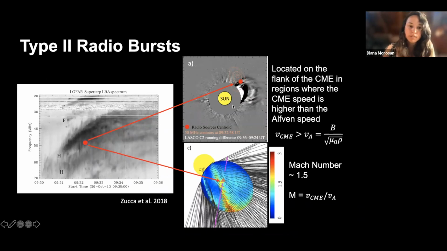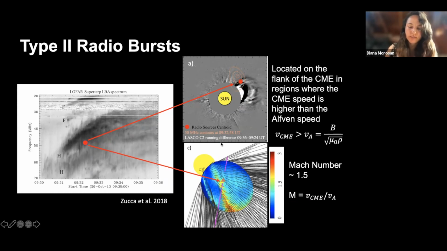And the reason we see them there is mainly because in most cases, the CME is capable of driving the shock on its flank at these coronal heights. And also at these heights on its flank, it's more likely to meet the conditions to accelerate electrons that produce the type 2 bursts. If the CME drives a shock, then its speed, VCME here, has to be higher than the characteristic speed of the low solar corona, which is the Alfvén speed. And the Alfvén speed is simply the magnetic field divided by the square root of density. So when the CME speed is greater than the Alfvén speed, it's capable of driving the shock.